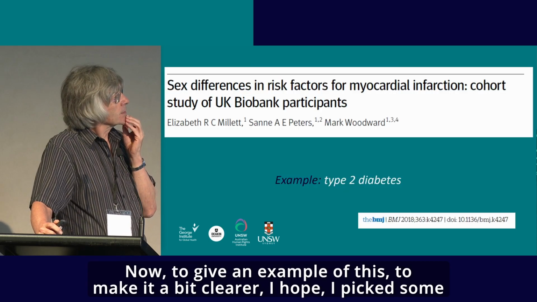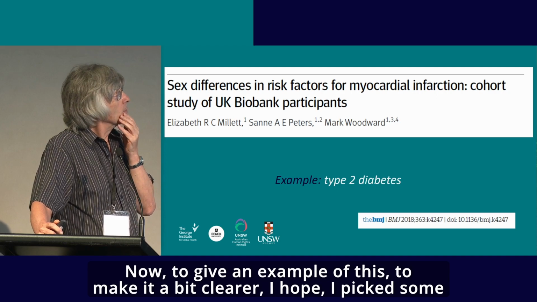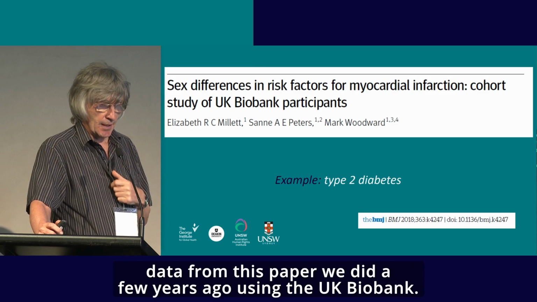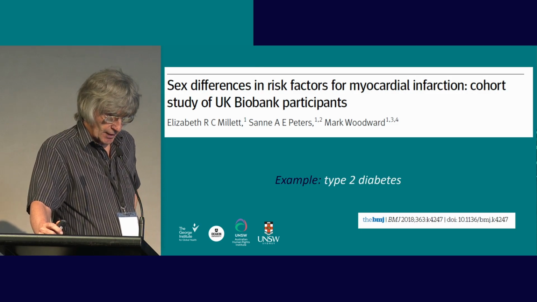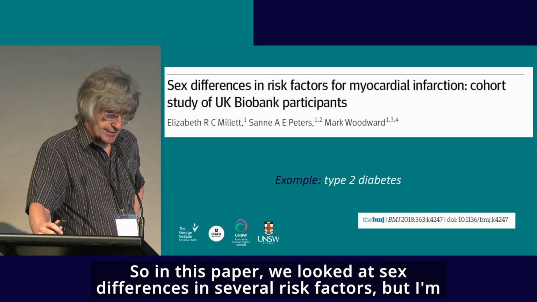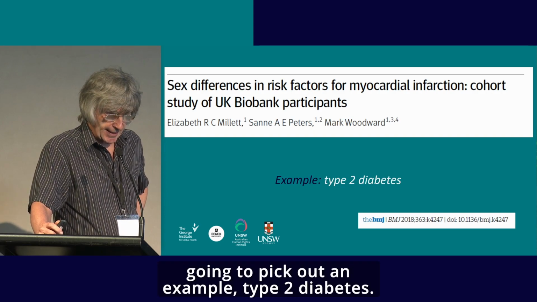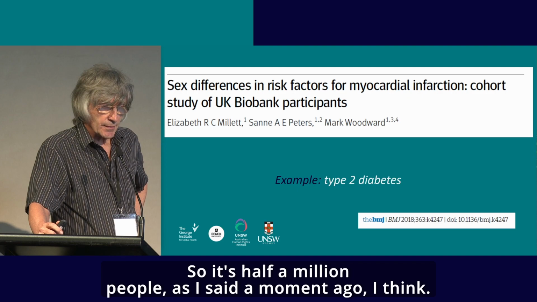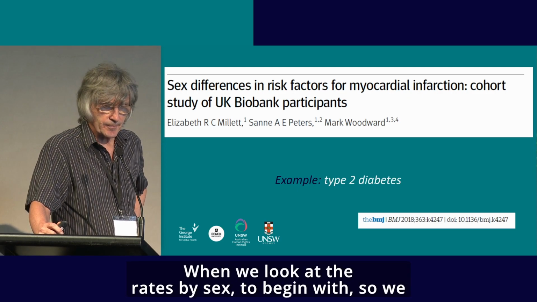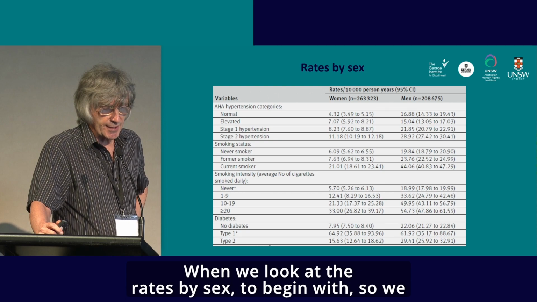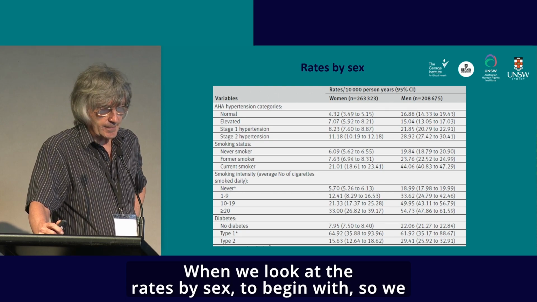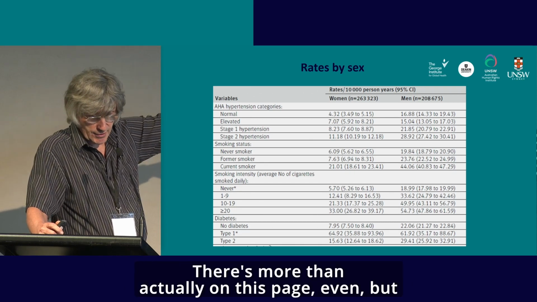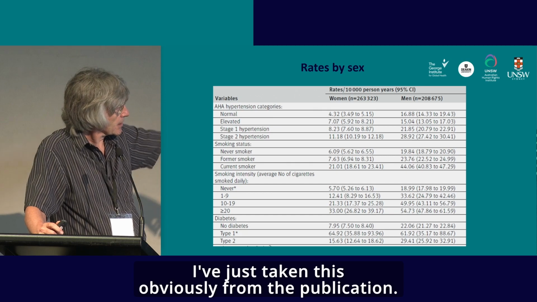Now, to give an example of this, to make it a bit clearer, I hope, I've picked some data from this paper we did a few years ago using the UK Biobank. So in this paper, we looked at sex differences in several risk factors, but I'm going to pick out as an example type 2 diabetes. So it's 500,000 people, as I said a moment ago, I think.